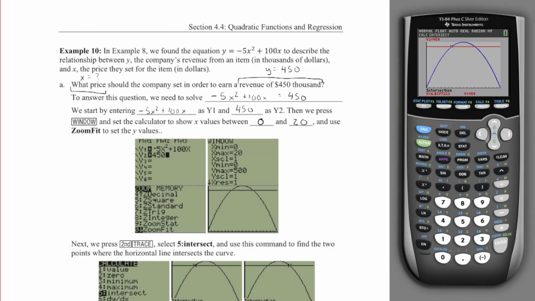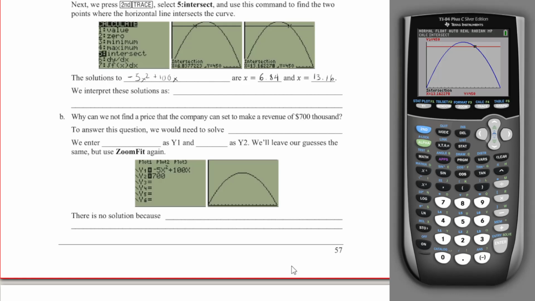And then to find the second point of intersection, we do the whole thing again. Second trace, select intersect. First curve defaults to the parabola. Second curve defaults to the horizontal line. To get our guess, we move close to the second point of intersection and hit enter. To 2 decimal places, we have 13.16.